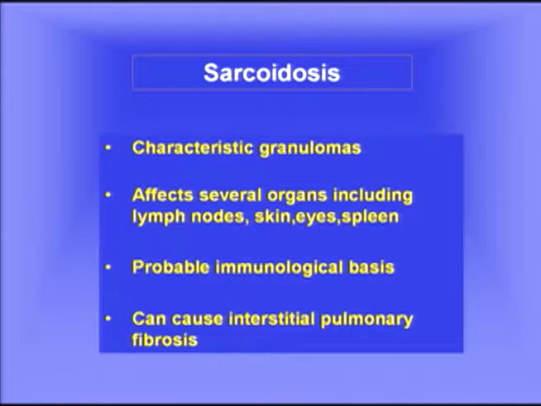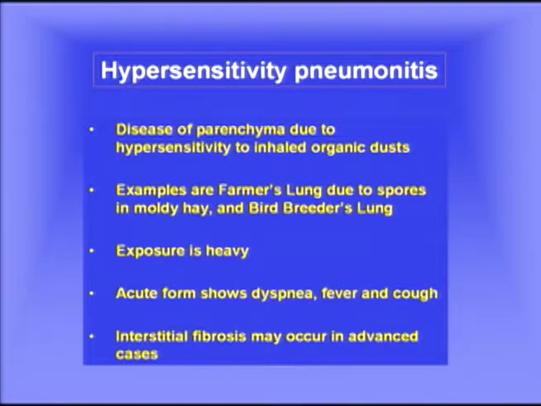Sarcoidosis affects a number of organs. It's not just a disease of the lung. It affects the lymph nodes, the skin, the eyes, the spleen, and the pathogenesis is not fully understood. A lot of people think it's probably got an immunological basis, but it's still something of a mystery. And it can certainly cause interstitial pulmonary fibrosis in its later stages.